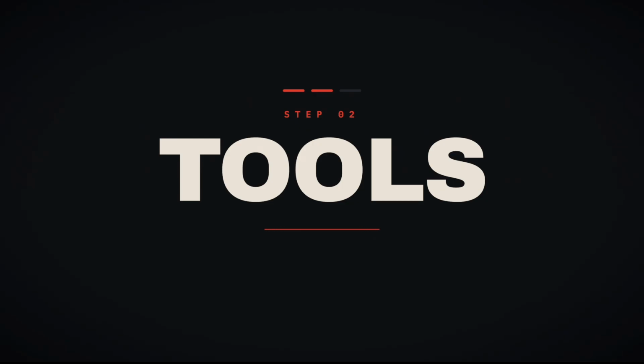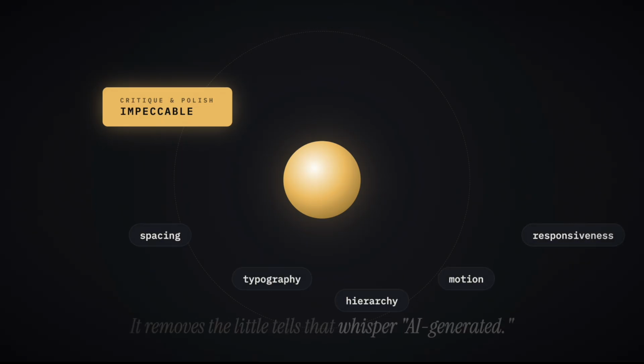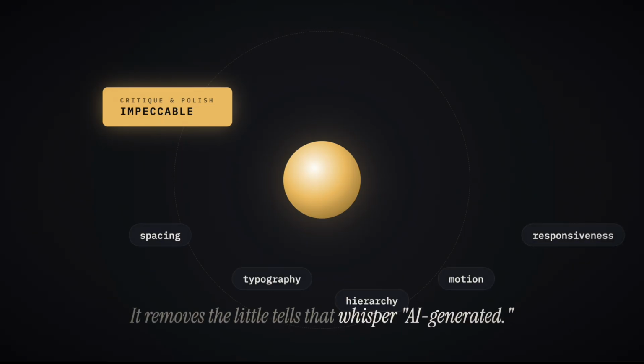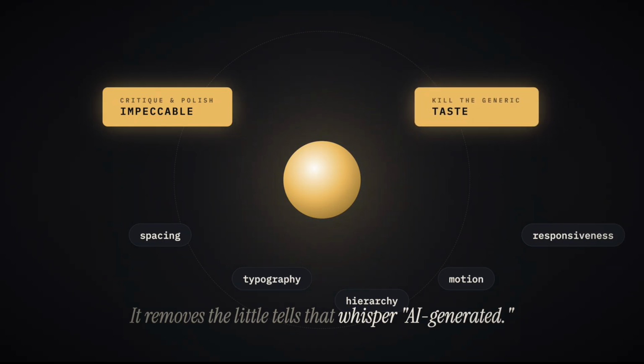Step 2. Give Claude better tools. Claude is incredibly good, but out of the box it misses a few superpowers, especially when it comes to front end polish. And that's where tools come in. One of my favorites is Impeccable. Instead of rebuilding your UI, it critiques it. It improves spacing, typography, hierarchy, motion, responsiveness. It removes all those little things that subconsciously make a design feel AI generated.